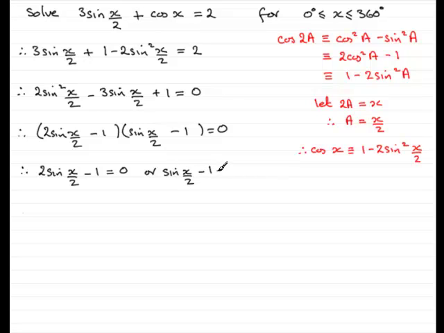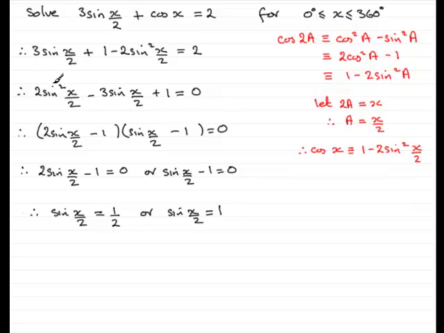Now when we look at this first equation, we can rearrange it to make sine x upon 2 the subject by adding 1 to both sides and then dividing by 2. So we get sine x upon 2 equals a half. Or with this one, all we need to do is just add 1 to both sides. So sine x upon 2 equals 1.